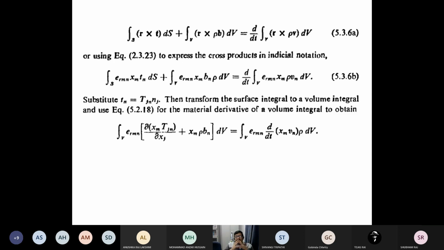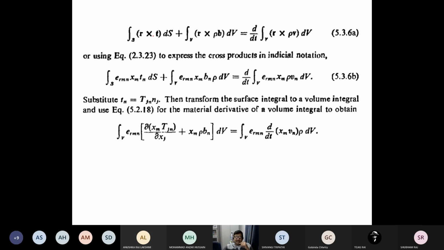Now, what is my momentum balance? Angular momentum balance. Very simple. So position vector R cross T dS, this is for the surface force, R cross rho B dV, this is for the body force, and then the rate of change of angular momentum, again R cross rho V, d/dt dV. Is that clear? Is that clear like daylight for you?